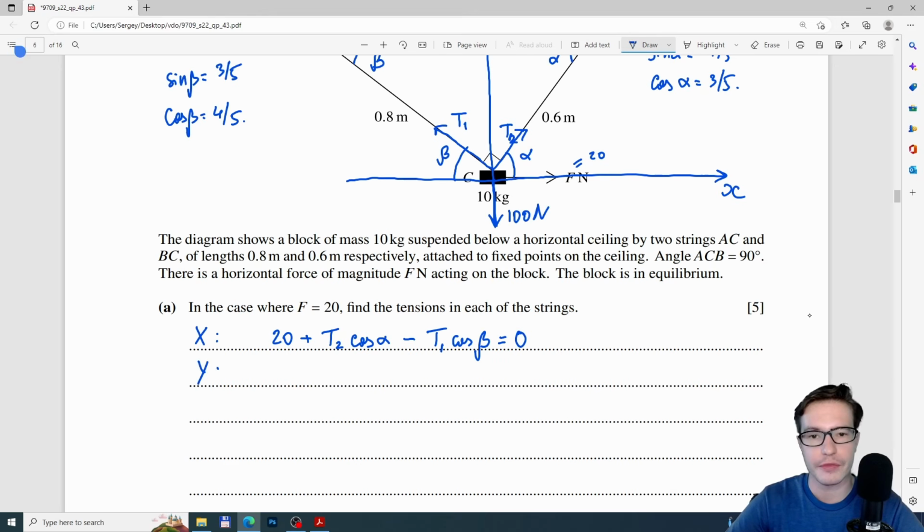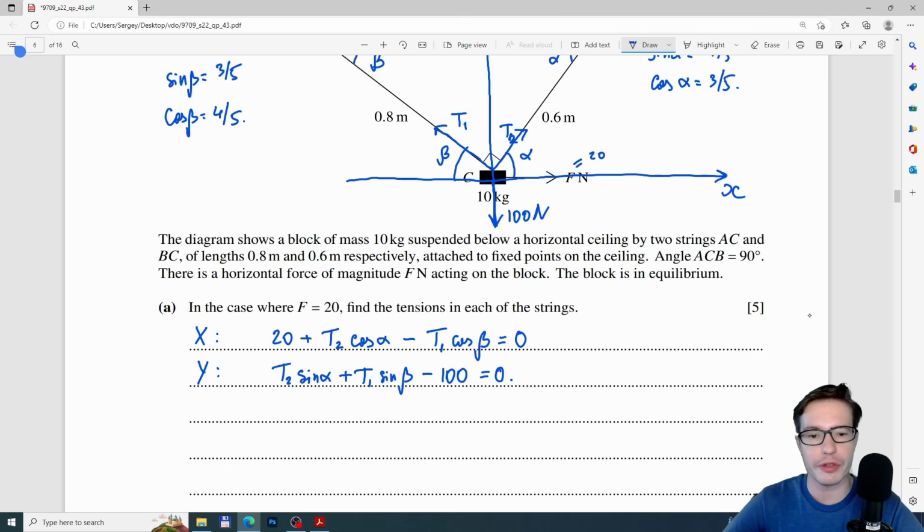The same logic applies to the y-axis. T2 is up, so is the y-axis, so therefore positive. T2 sine alpha plus T1 sine beta. And then the weight is in the opposite direction of the y-axis, so it's minus 100. And the sum must be equal to 0, because that's equilibrium.